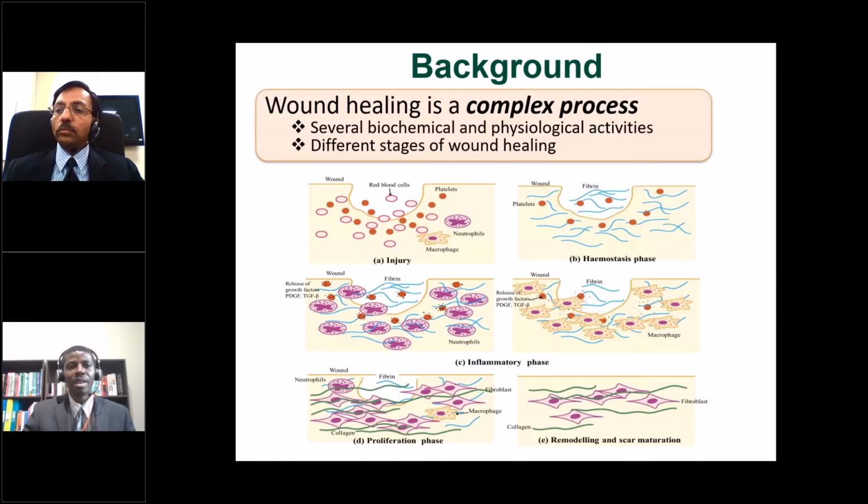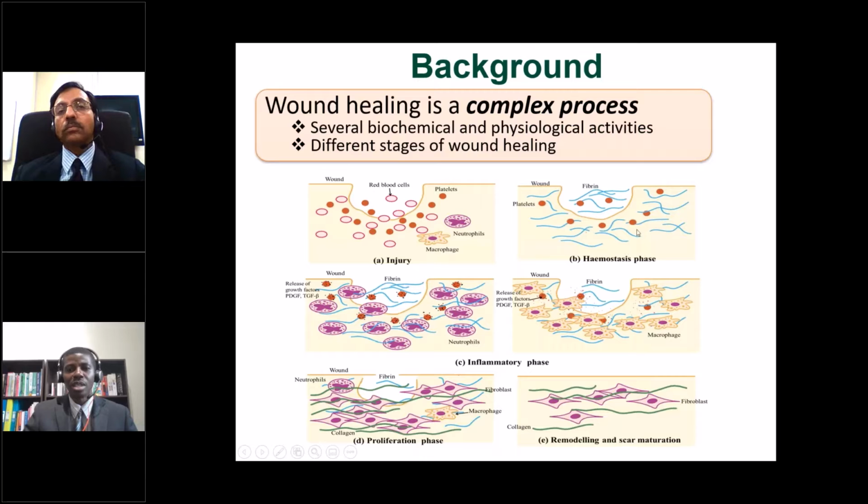So in terms of background, wound healing is a very complex process. The reason being, there are several biochemical, physiological processes and activities, and even cellular. And then there are also different stages of wound healing. If you look at this cartoon here, when injury occurs, you have cells such as macrophages and neutrophils flooding the wounded area. You have platelets. The platelets will try to stop the bleeding. The macrophages and neutrophils want to mop up infection and bacteria.